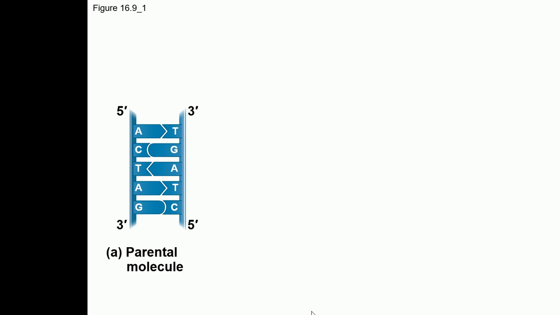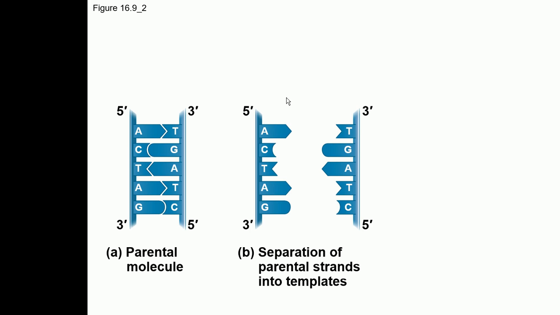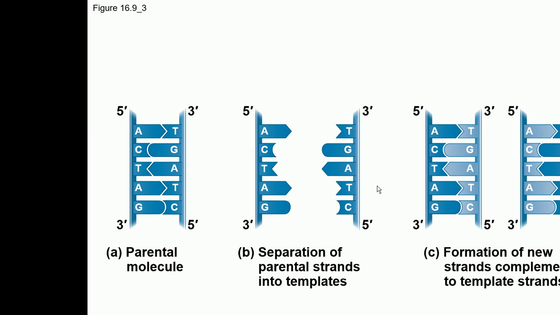It means that if this is the parental DNA molecule and it has two strands, you can see A is linked with T, C is linked with G, T is linked with A. So these two strands separate, and each strand acts as a parental strand. On the basis of whatever is the sequence in the parental strand, a new daughter strand is formed. And from one molecule of DNA, two molecules of DNA are formed.